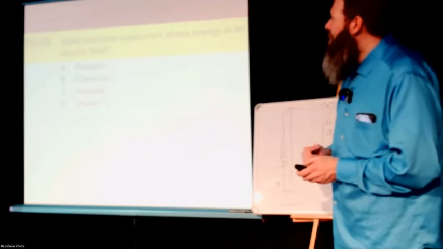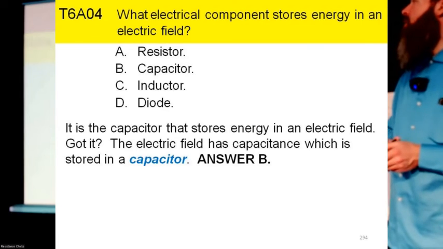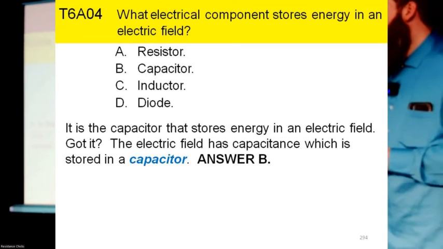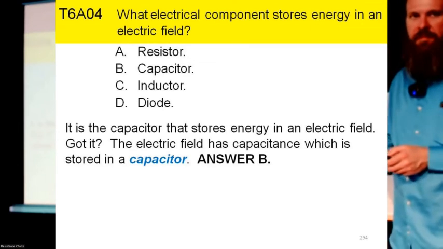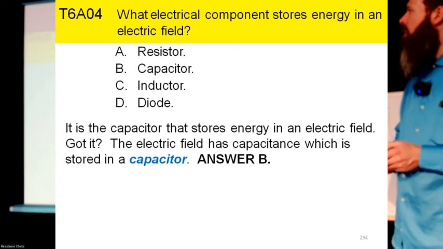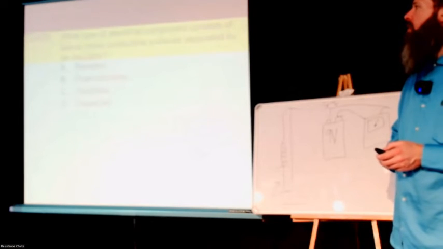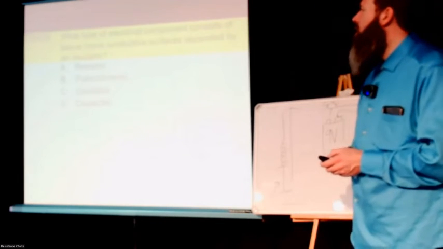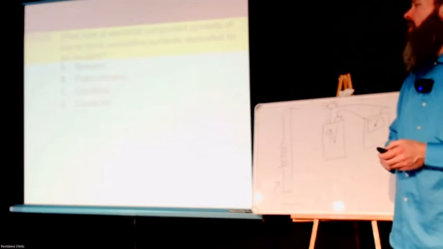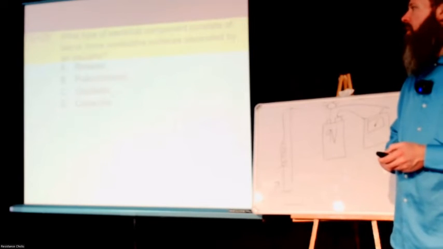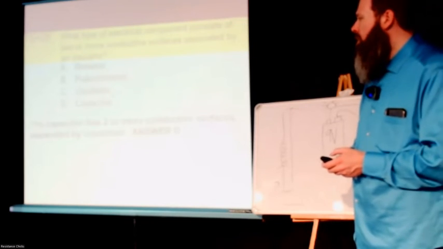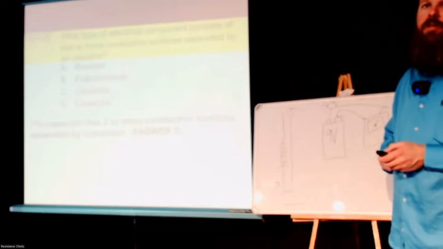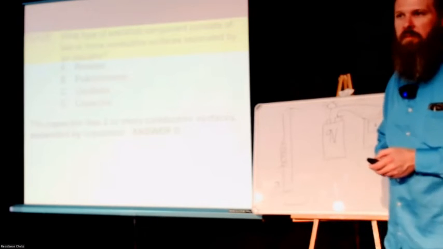What electrical component stores energy in an electric field? Capacitor. What type of electrical component consists of two or more conductive surfaces separated by an insulator? A capacitor. You could build your own capacitor at home.